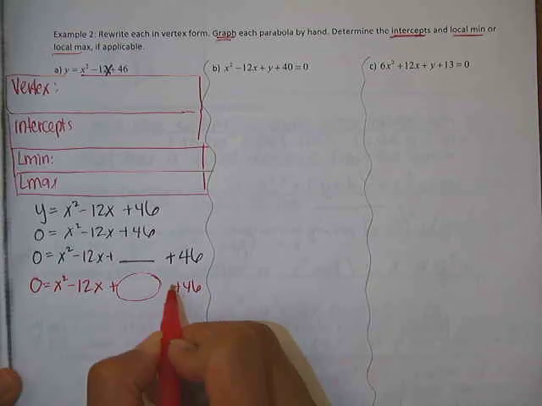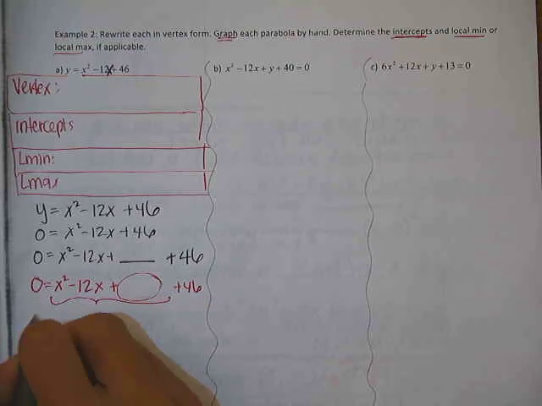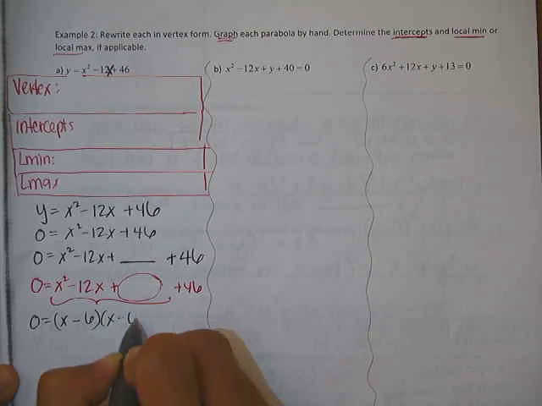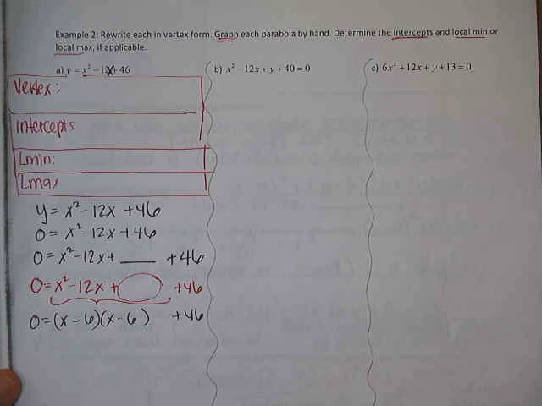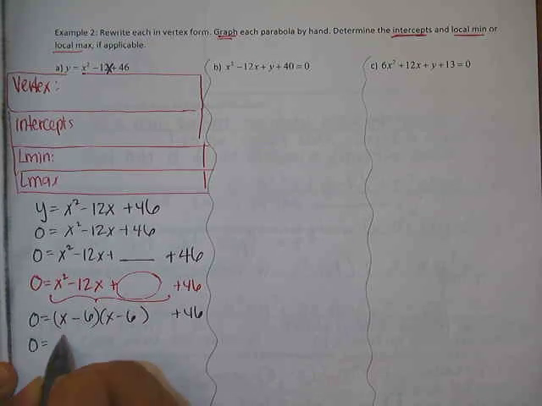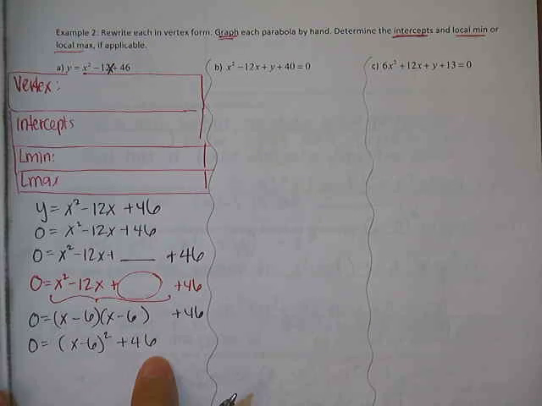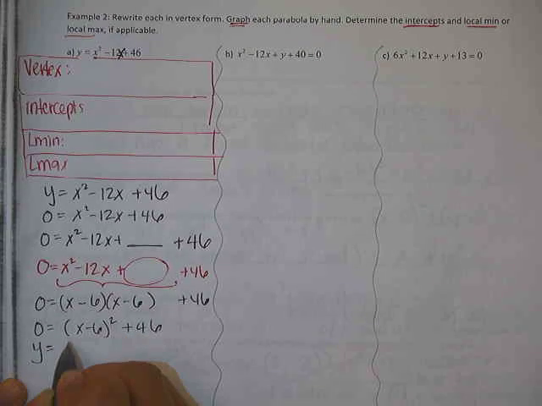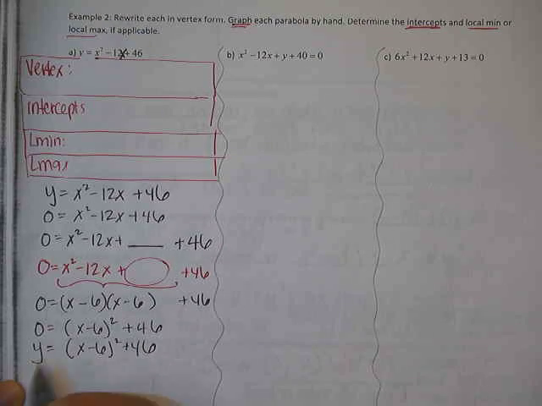Now we are going to factor just this piece. When you factor that, you are going to end up with x minus 6 and x minus 6, twice, and then bring down the 46. And that's okay. We're going to keep the 46 as is. Then I'm just going to write it as 0 equals x minus 6 squared and bring down my 46. So notice how from here, we now have our HK form. You can put the y back if you want. x minus 6 squared plus 46. So the vertex is simply just 6 comma 46.